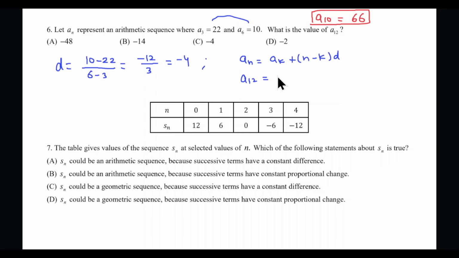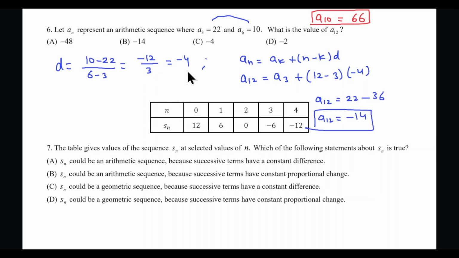A12 will be equal to A3 plus (12 minus 3) times the common difference, which is minus 4. So A12 will be equal to A3, which is 22, plus 12 minus 3 is 9, 9 times 4 is 36, so minus 36, and 22 minus 36 is negative 14. So yes, fortunately that is in the options, so the answer is option B.